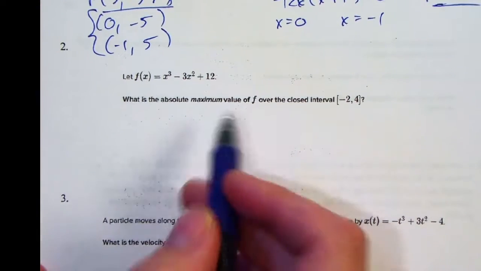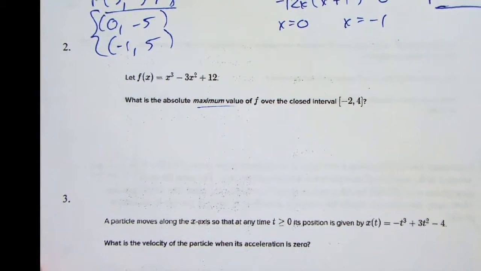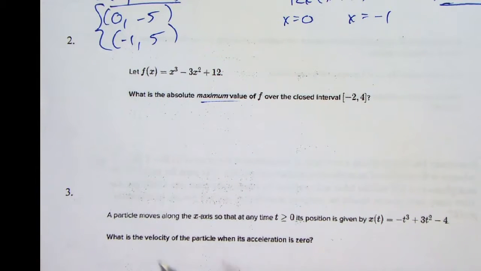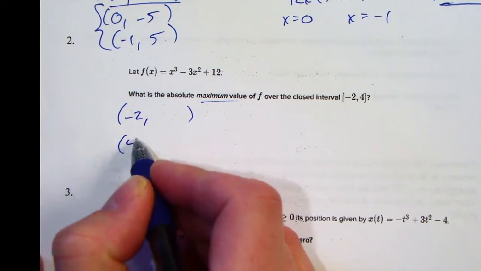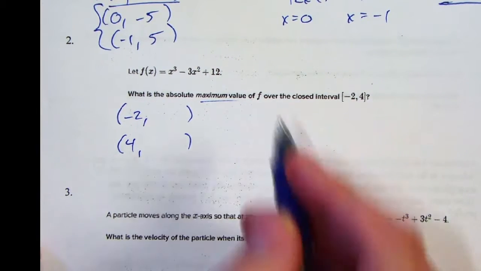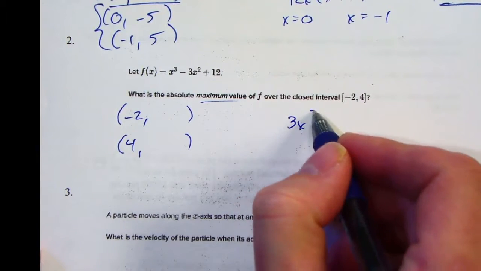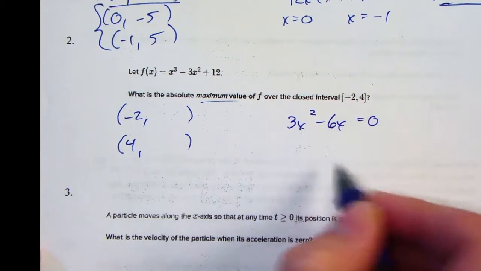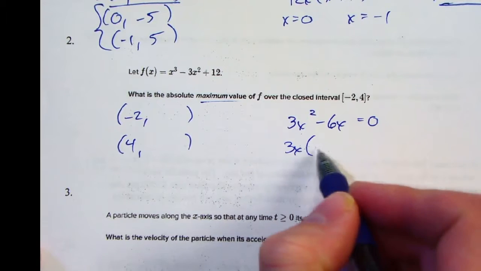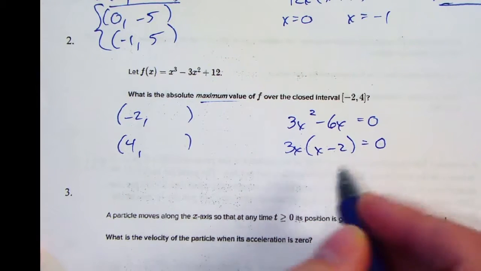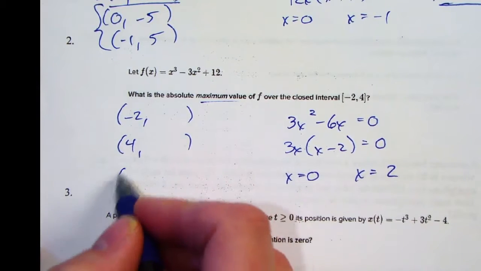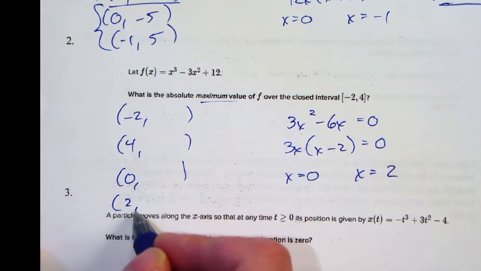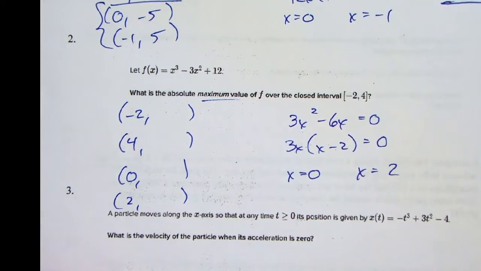Second one, same idea, except I want the absolute max, but I have a closed interval. Find my critical points and check everything. So I'm going to check -2, I'm going to check 4, and I'm also going to see if there are critical points. The derivative is 3x squared minus 6x. If I set that equal to 0 and factor out 3x, I'll get x equals 0 and x equals 2, so that gives me 2 more points I need to check, and I'm checking these in the original.